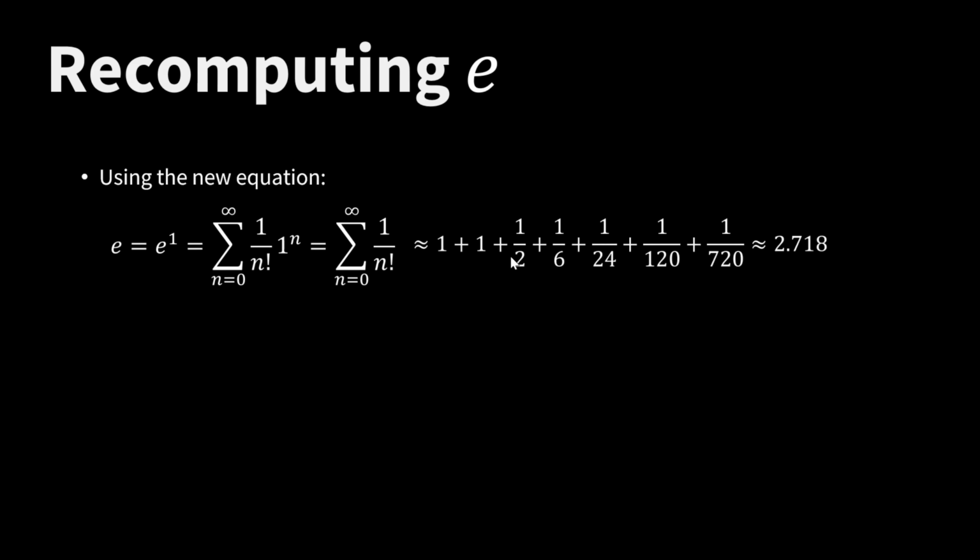This is 1 plus 1 plus 1 over 2 plus 1 over 6 plus 1 over 24 plus 1 over 120 plus 1 over 720. If we stop here, we get about 2.718. If we do this to infinity, we indeed get the same e as we found before. This time I think the value 2.718 and so on makes a little bit more sense.